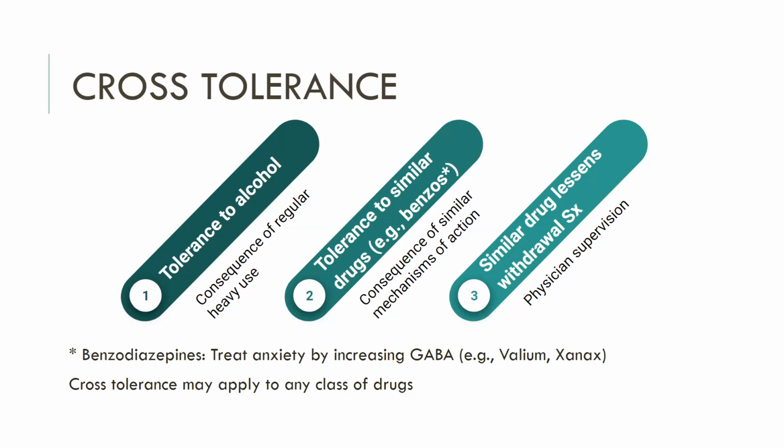And while I highlight the idea of cross tolerance to you guys, using alcohol and depressants as an example, this is a process that can really apply to any class of drugs. So building your tolerance to one stimulant is going to impact your tolerance to other stimulants as well. So that's important to recognize.